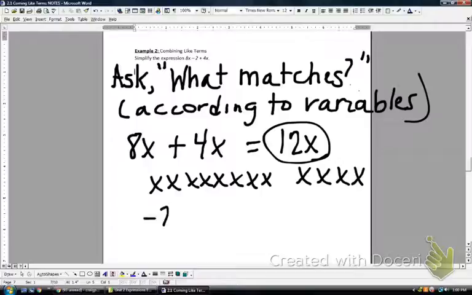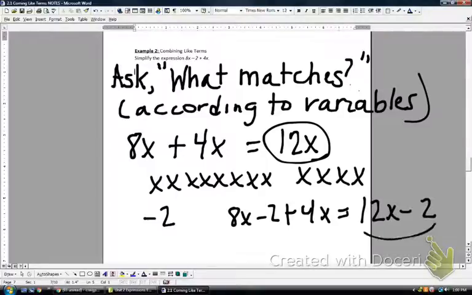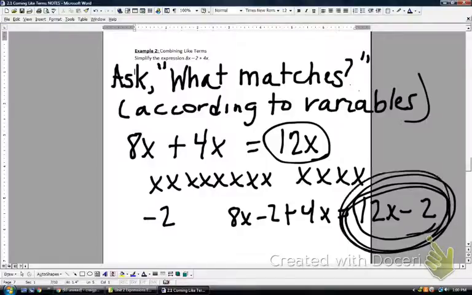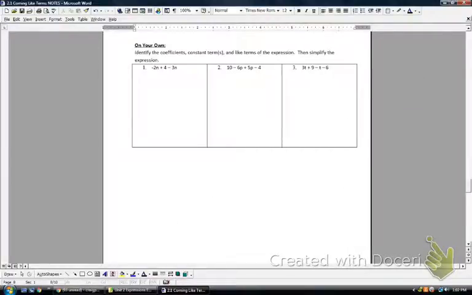And then I have that -2. That -2 doesn't match anything. So that expression simplified, 8x minus 2 plus 4x equals 12x minus 2. This is my final answer. So you have some on your own problems to try, and it says identify the coefficients, the constant terms, and like terms of the expression. Then simplify the expression. So go ahead and pause the video and try and do those, and then we'll come back and look at them together.